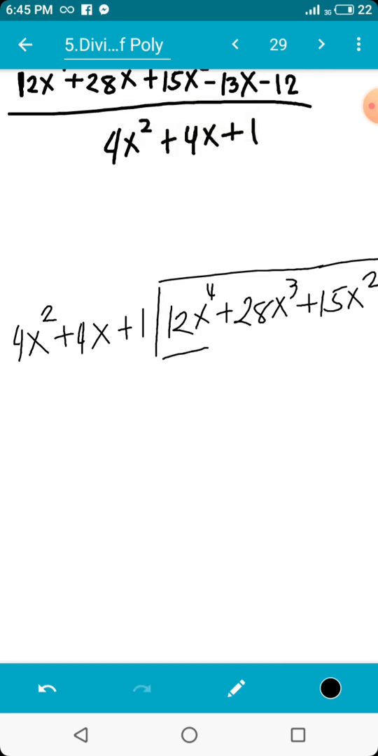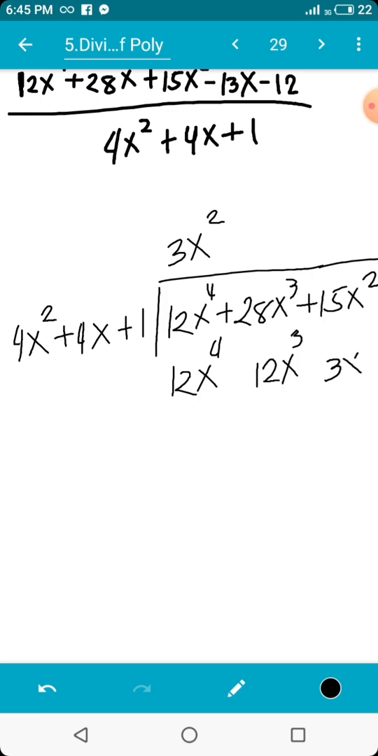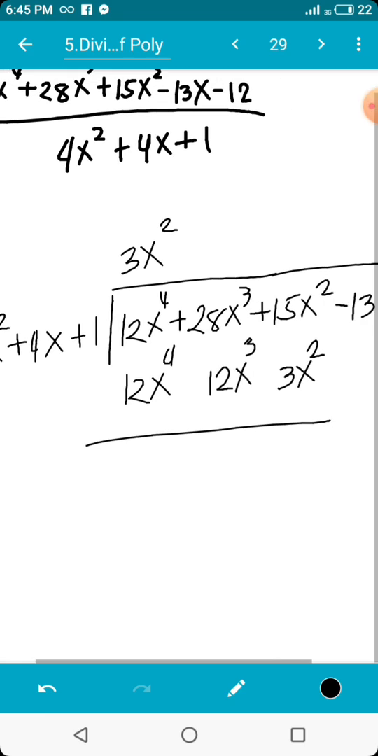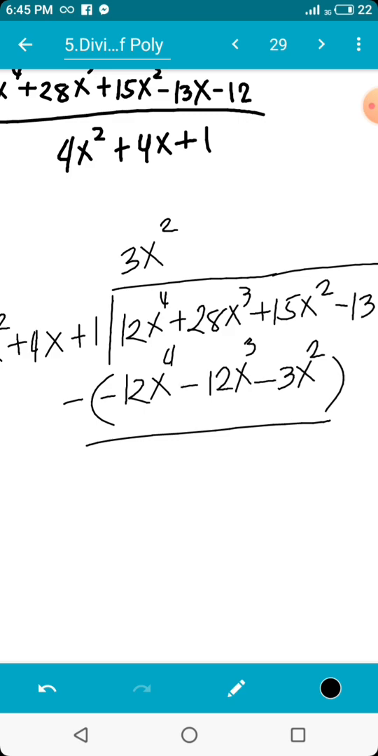So, 12x raised to 4 divided by 4x squared, and that is 3x squared. Okay? And then, times natin sa bawat term ng ating divisor. So, we have 12x raised to 4, and then positive 12x cubed, and then positive 3x squared. Okay, then minus, but don't forget the open and close parentheses. So, magbabago ang kanilang sign. Okay, so we have here positive and negative 12x raised to 4, so canceled. And then we have here positive 28x cubed and negative 12x cubed.